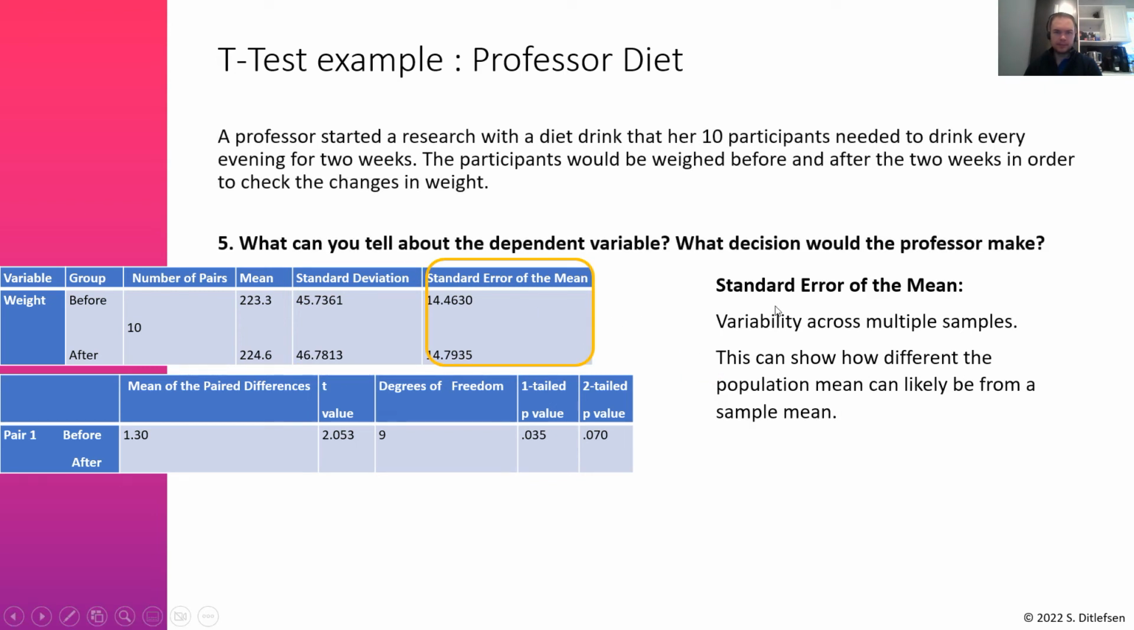Standard error of the mean. It's variability across multiple samples. This can show how different the population mean can likely be from a sample mean.